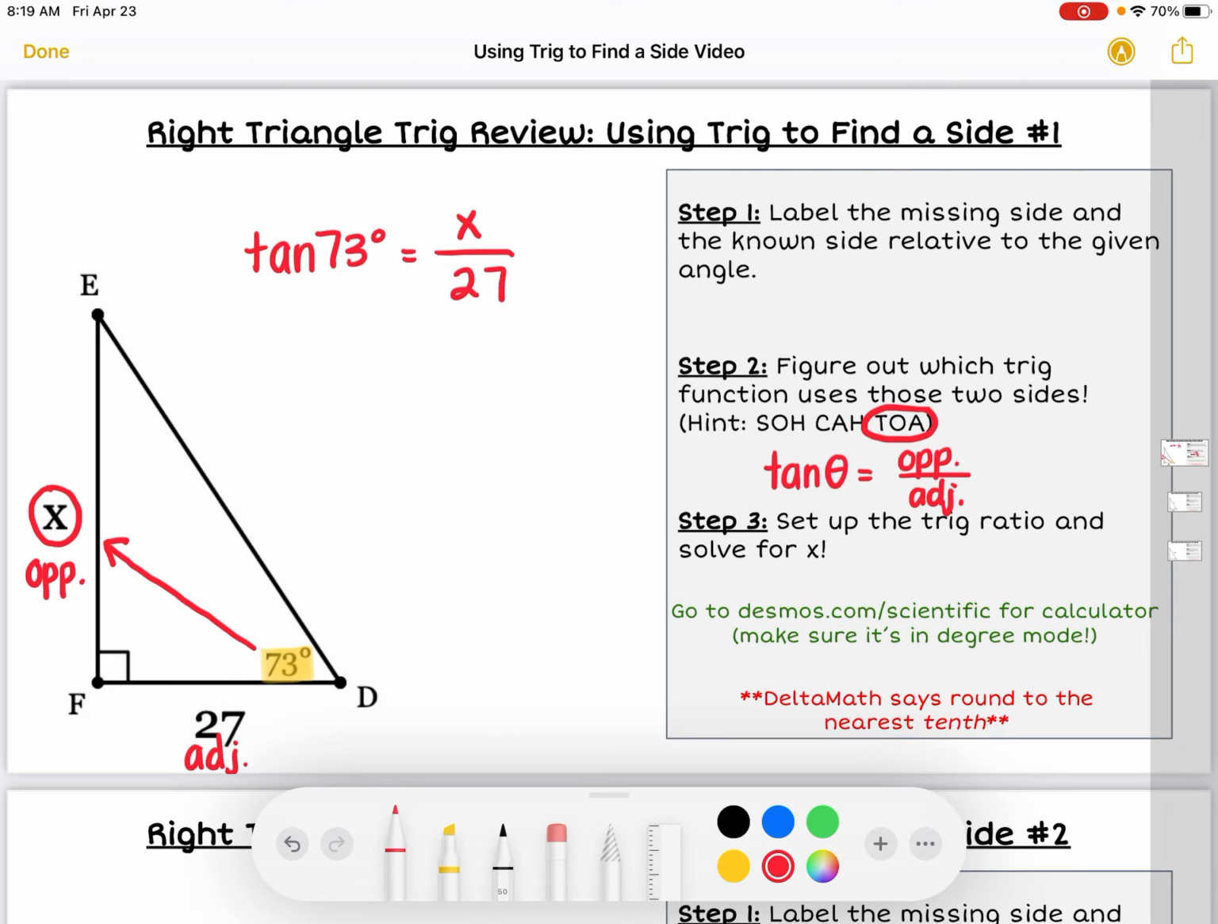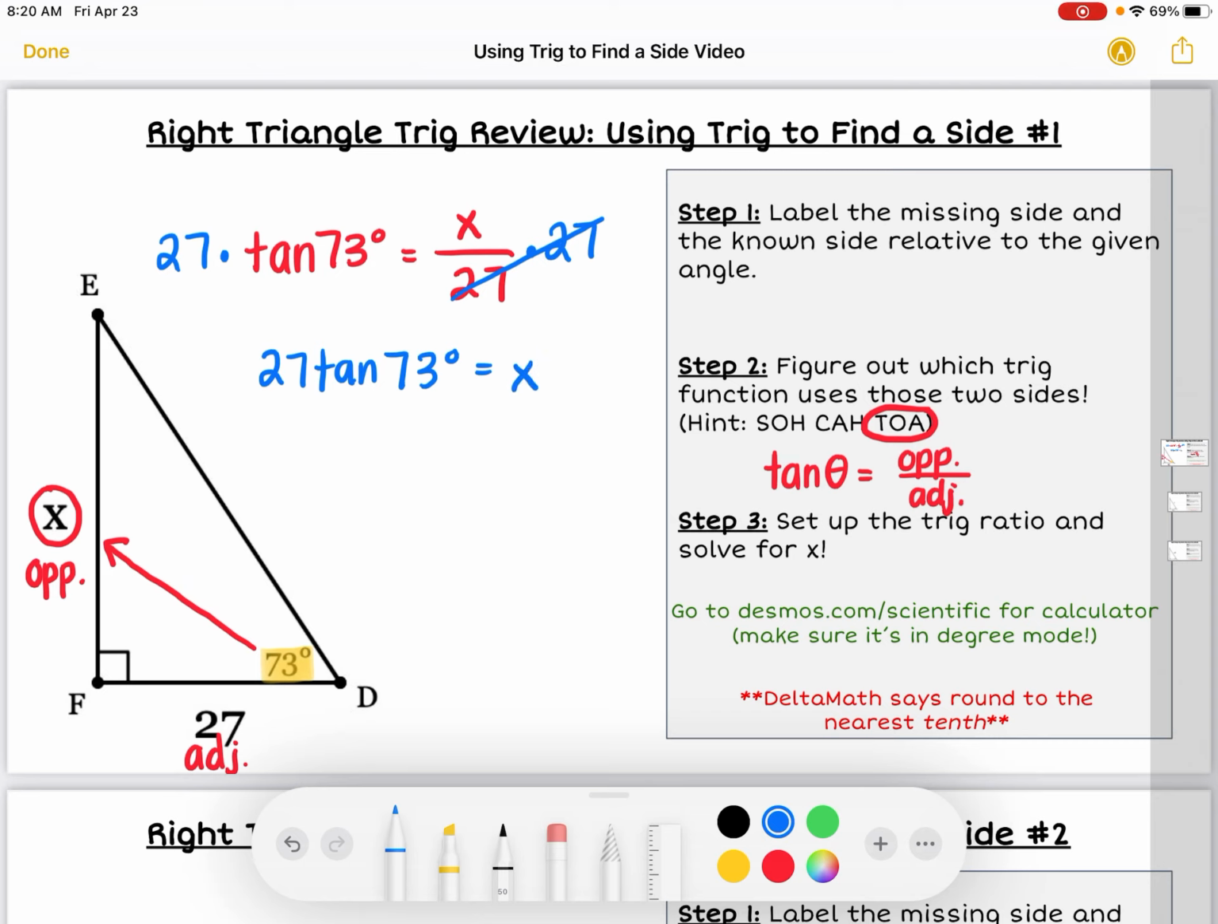So now we have an equation with only one variable, X, which means we can solve for X. This is only a one-step equation, luckily. So we have tangent of 73 degrees equals X over 27. If I want to solve for X, that means I'm trying to get X by itself. Right now, X is being divided by 27. We want to get rid of that division by multiplying by 27 on both sides. So my 27 is going to cancel out on the right side. Now we have 27 times tangent of 73 degrees equals X.